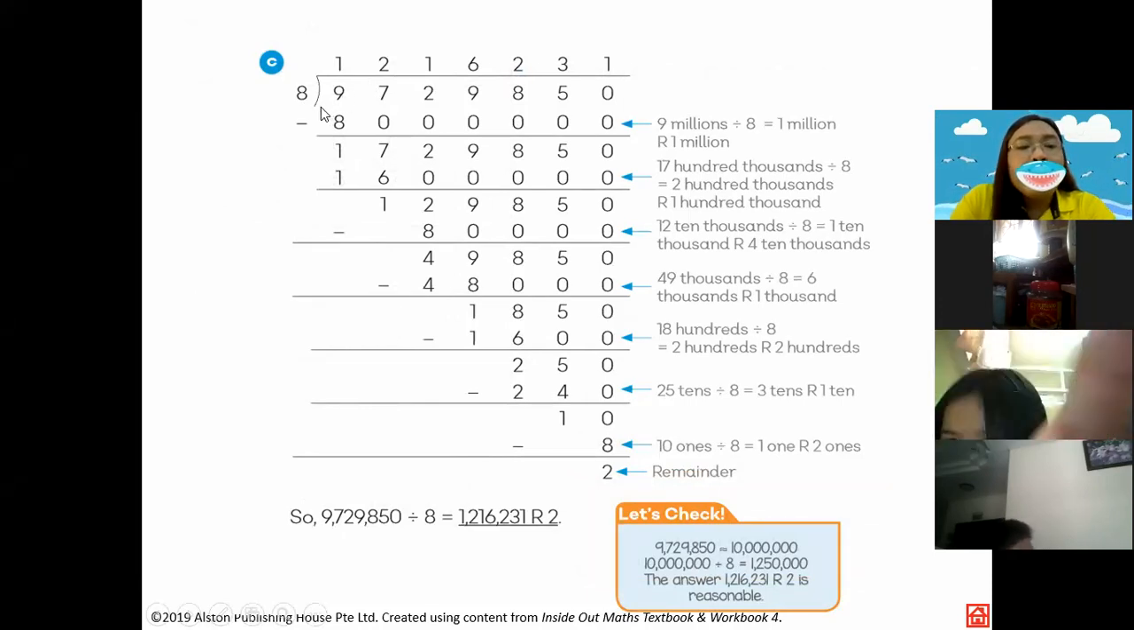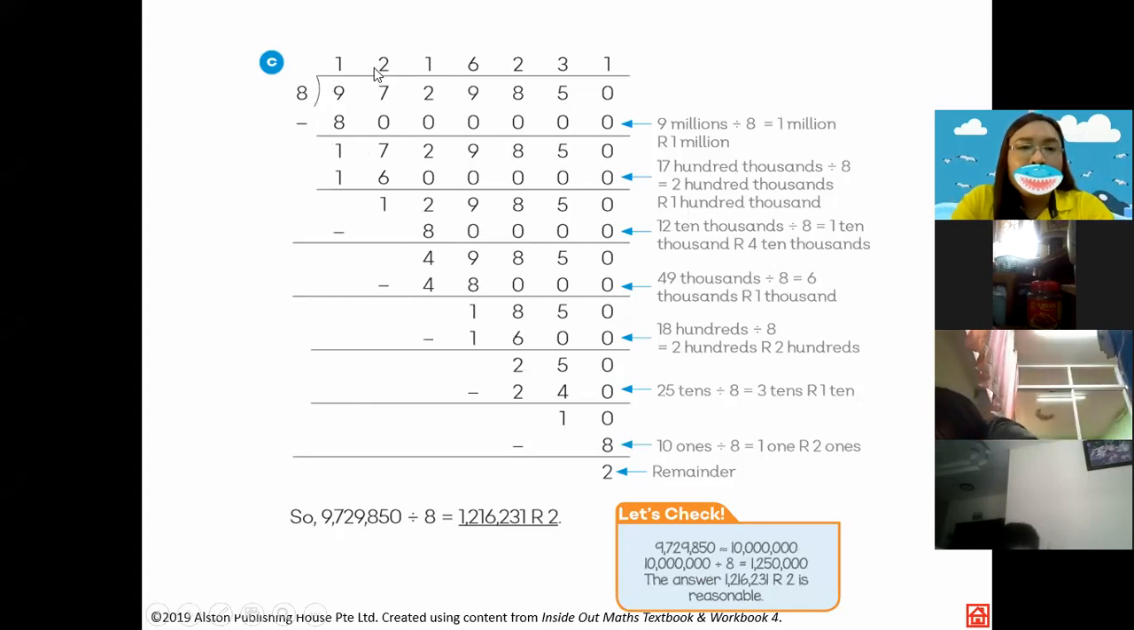Okay, so 9 divided by 8, that's 1. And then 1 multiplied by 8, that's 8. 9 minus 8, that's 1. And then bring down 7. Now 17 divided by 8, that's 2. And then 2 multiplied by 8, that's 16. And 17 minus 16, that's 1. Okay, and then bring down 2.